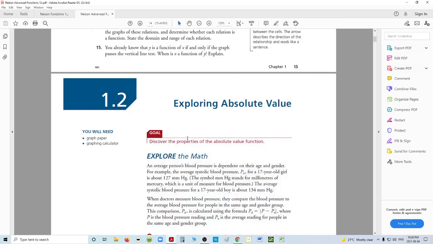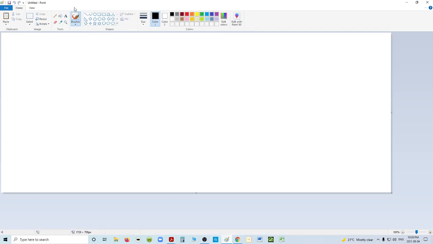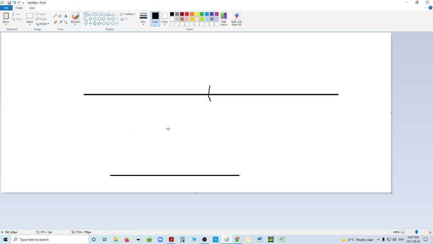So 1.2 is a slight distraction. It's not that useful. I believe they do it because there's some applications in biology, especially medicine, that look at absolute value. So looking at the absolute value graph, you would see the parent function. The graph would look something like this.